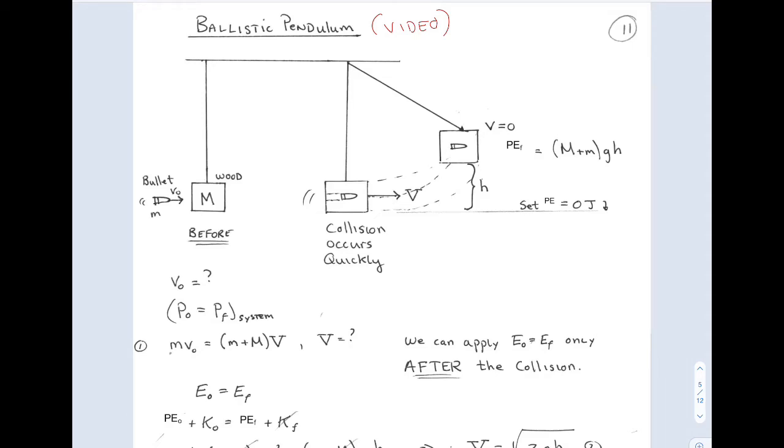All right, so here's a device called a ballistic pendulum, and I'm going to show you a video of that.